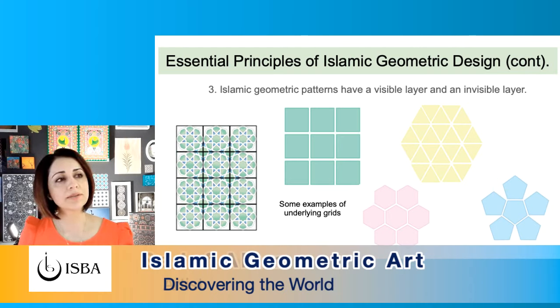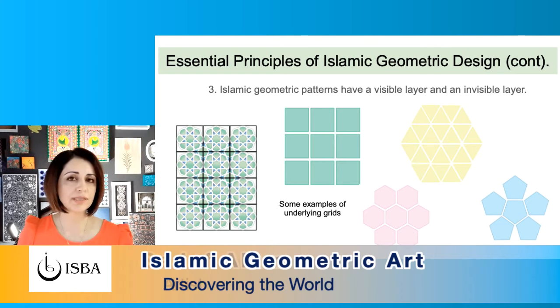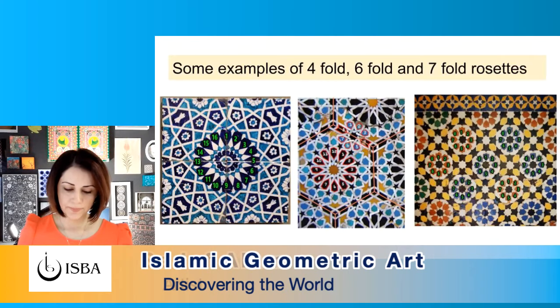Next to it is another example of a grid that's triangles. Below that is a hexagonal grid, and next to it is one comprised of pentagons. You see all sorts of examples of grids, and sometimes the grids don't work exactly symmetrically like I've shown here. Sometimes patterns are mixed and matched together. But in general, the thing to remember is that there's a visible layer and an invisible layer in every Islamic geometric art pattern. Next slide, please.